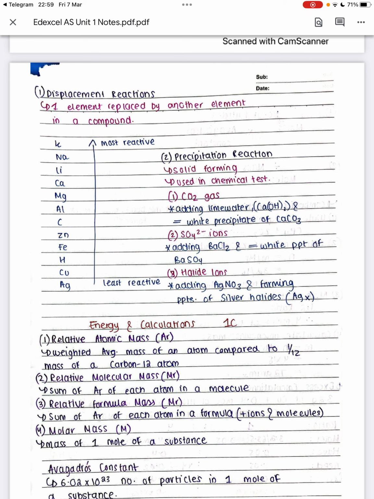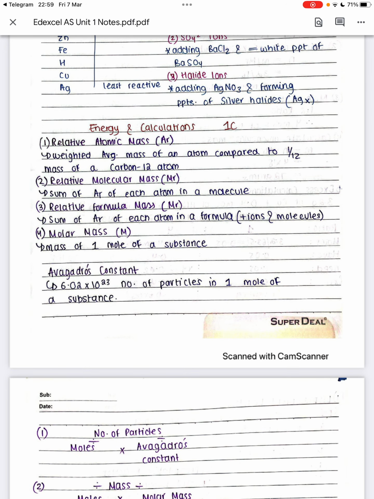Anyways, the precipitation reaction: a solid forming, used in chemical tests. Carbon dioxide gas, adding limewater, Ca(OH)2, forms a white precipitate of calcium carbonate, CaCO3. SO4 2- ions, adding BaCl2 forms a white precipitate of BaSO4. Halide ions, adding AgNO3, form precipitates of silver halides. Ag is silver. Energy and calculations, which is basically the 1C lesson.